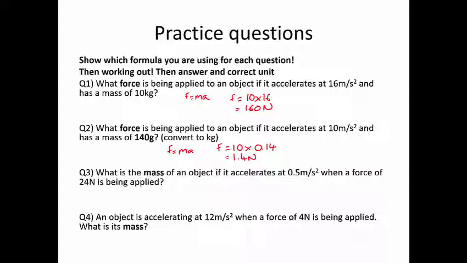Question 3, we're after the mass. So we want to use mass is force divided by acceleration. Our force is 24 newtons. So mass is 24 divided by an acceleration of 0.5, which will give us 48 kilograms.